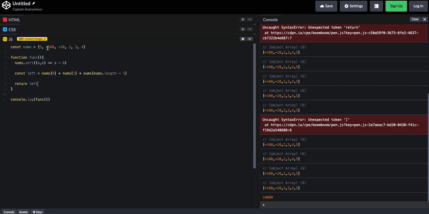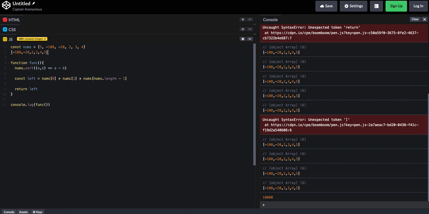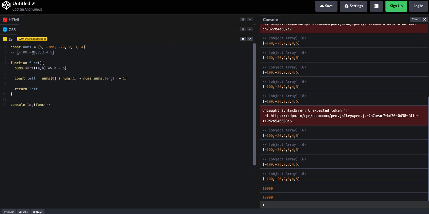Duh. Because it's sorted, right? So this 5 is going to be over there, so this is extra clear. There's our sorted nums. So this is what we're actually working with. So yeah, negative 100 times negative 20 is 2,000, times 5 is 10,000. So we got what we expected there.